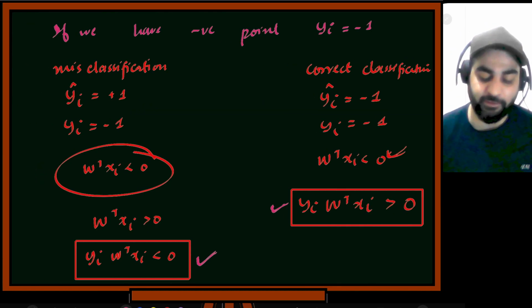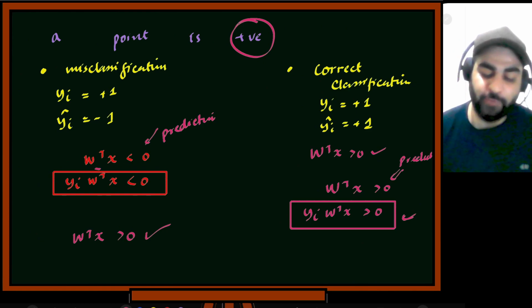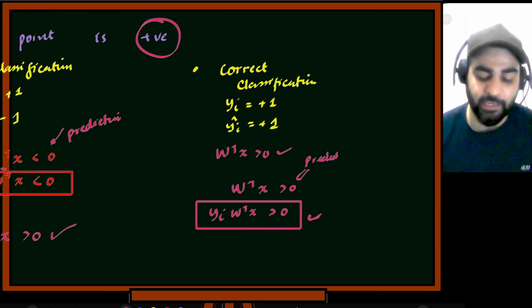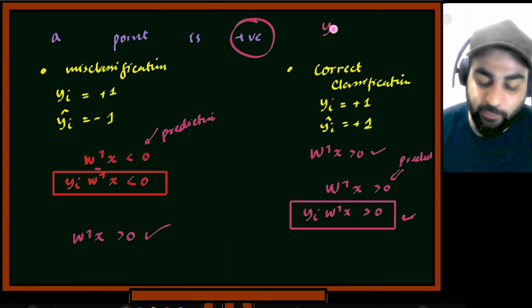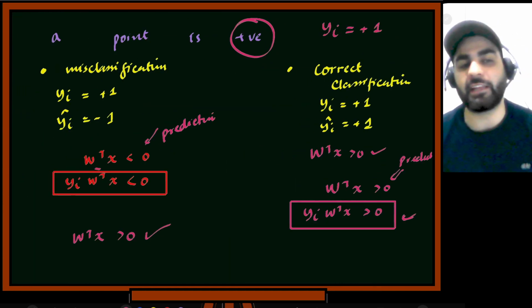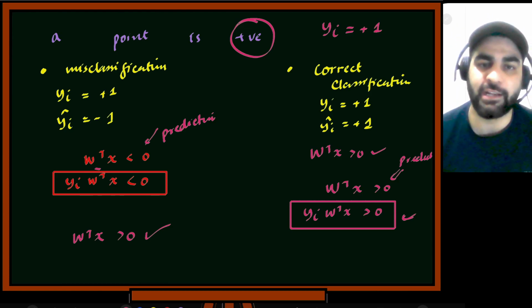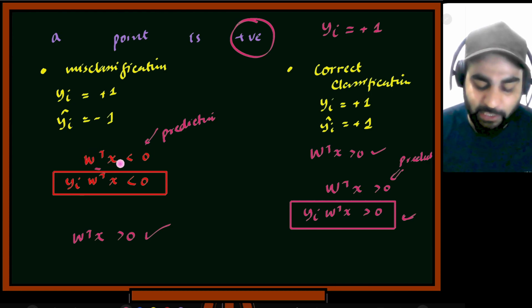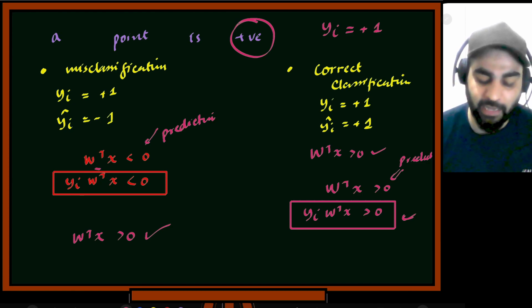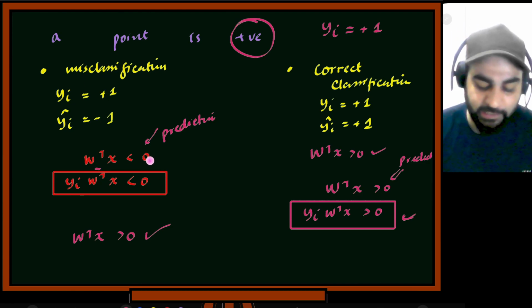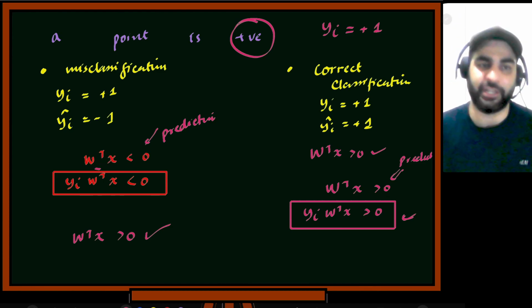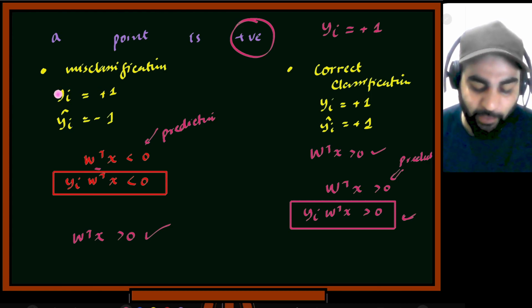Let's go back again. I'll just revise it, like we have two cases. A point can be positive or a point can be negative. For positive, we said the class label yi will be +1. Now there can be two cases. Right now we are discussing logistic regression. We should have predicted w transpose x greater than 0, but our algorithm will misclassify. In the misclassification, the algorithm would have predicted w transpose x less than 0 because it was a misprediction. Now the actual label yi was +1.